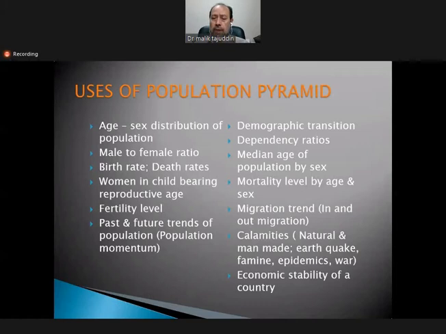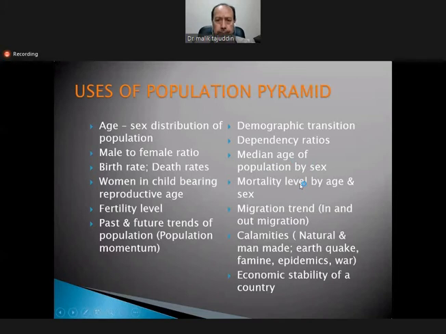So our numerator will be the population under 15 plus the population over 65. Both will come in the numerator, and the denominator will be the population between 15 and 65. These are the earning people. So the dependency ratio is this, multiplied by 100. So you can find out the dependency ratio, and then the median age of population by sex.